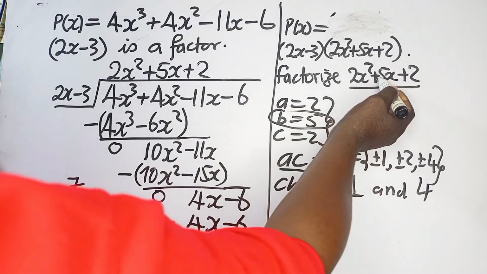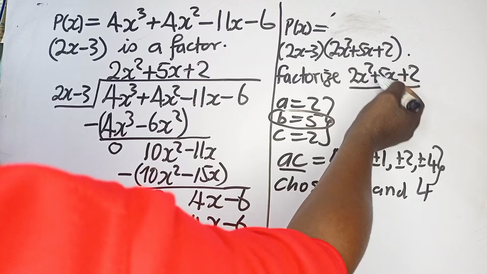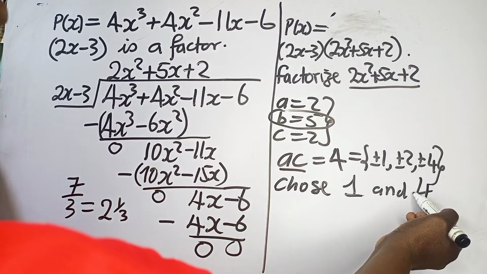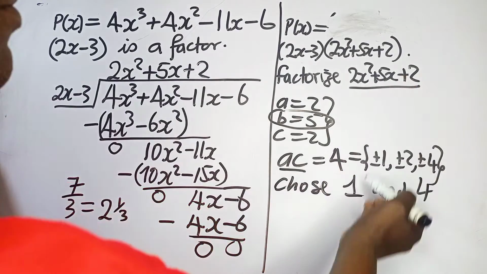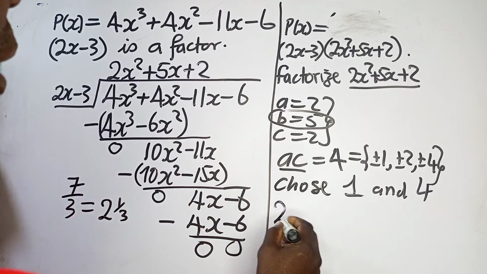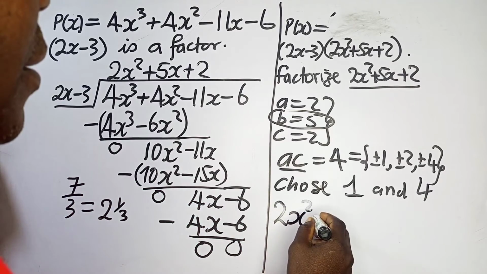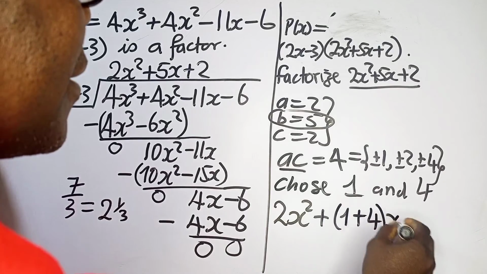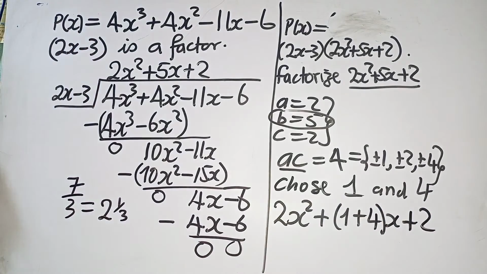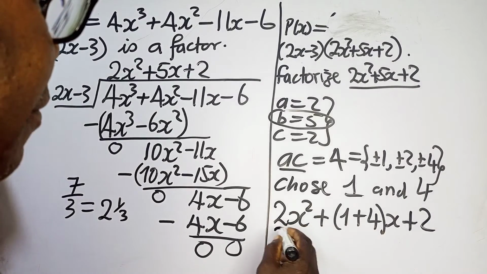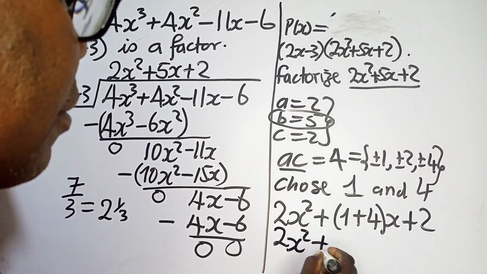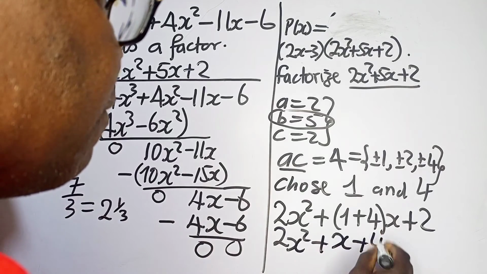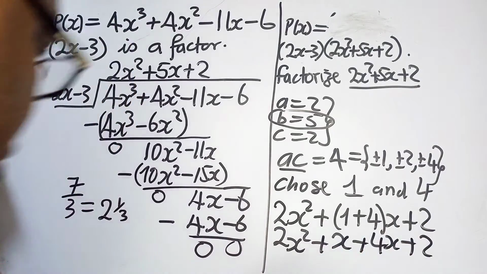So we're going to replace now this 5 here with 1 and 4. We'll replace this 5 here with 1 and 4. So we'll now write our expression there, 2x squared plus 1 plus 4x plus 2. All right, this is the factorization method. Now we open this parenthesis. We have 2x squared plus x plus 4x plus 2.